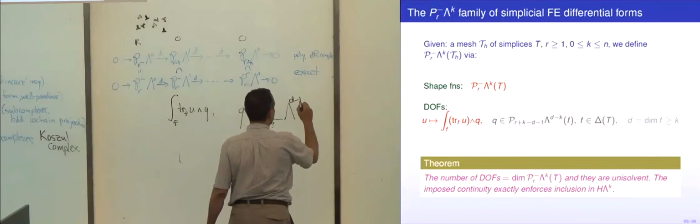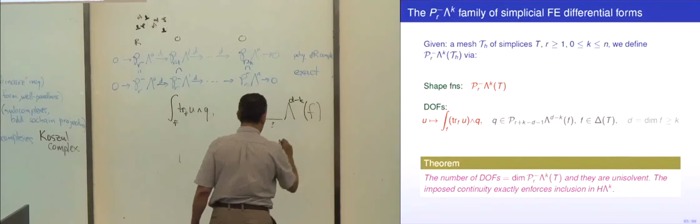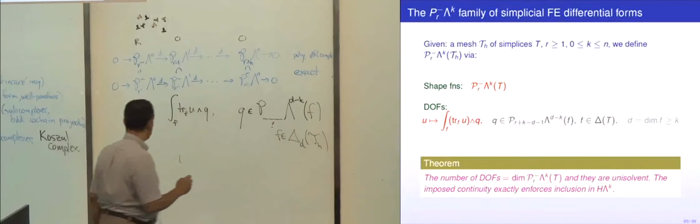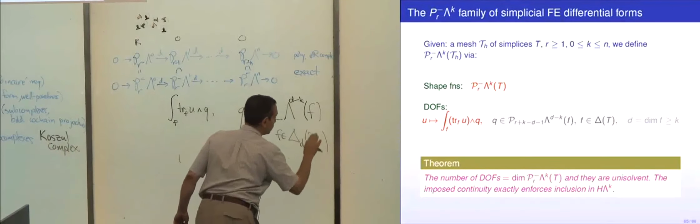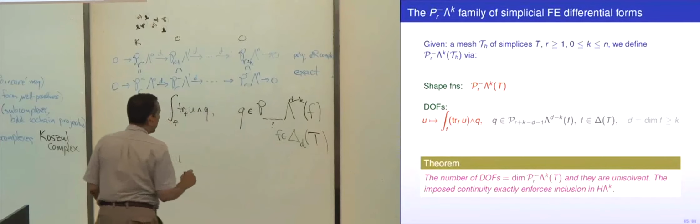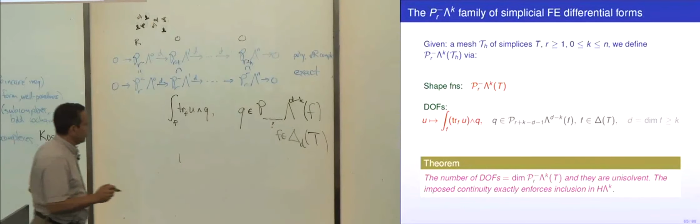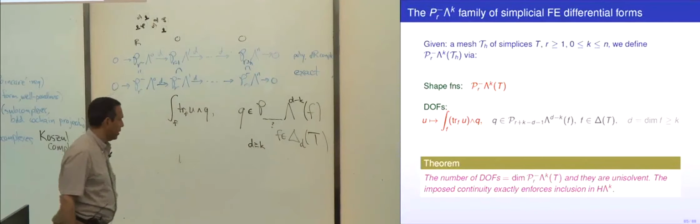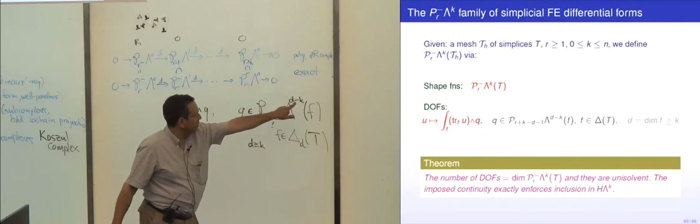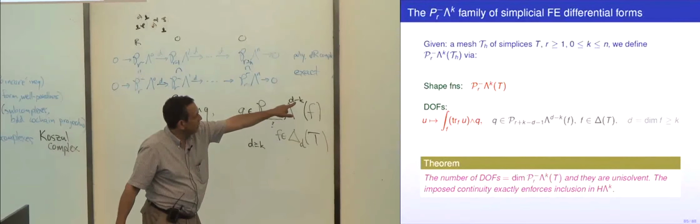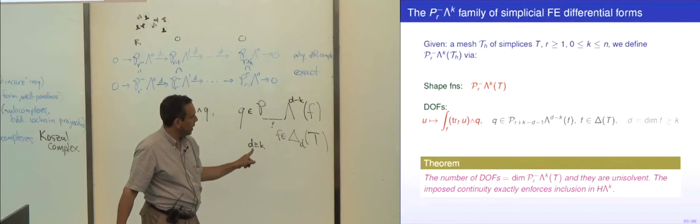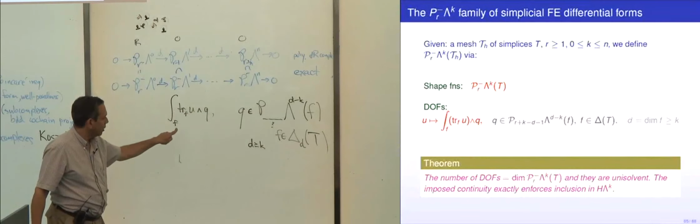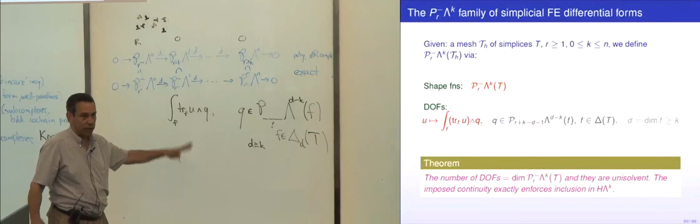d minus k, so we get a d form over the face, where f is a face of dimension d of the triangle. Now one thing to think about is the d has to be greater than or equal to k. Since this has to be d minus k, you get 0 if d were less than k. You can't possibly be integrating a k form over a simplex of dimension lower than k. Wedging it will only make it worse.